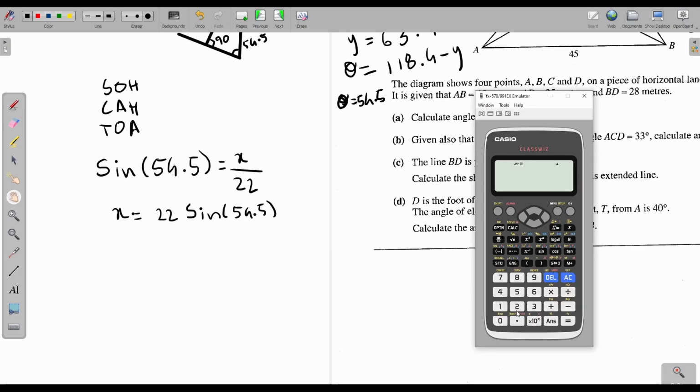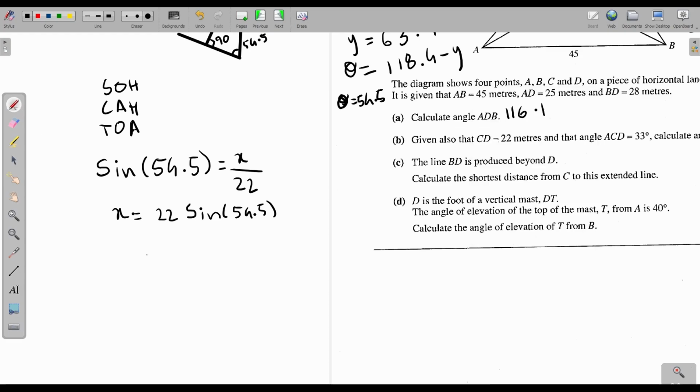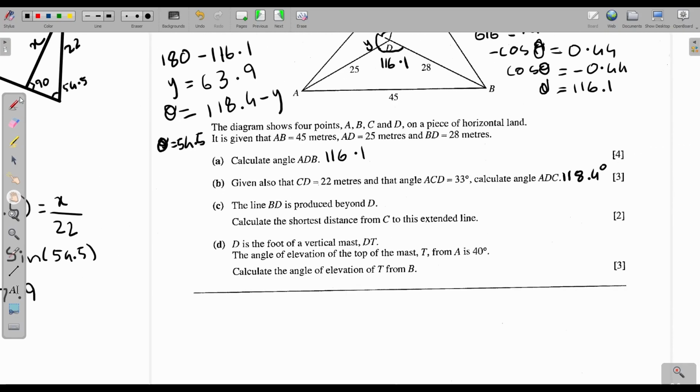That is going to be, with our calculator, 22 sine 54.5. It's going to be 17.9. You can also write 18, but I will write 17.9. x is equal to 17.9, and we're not rounding that off. The shortest distance is 17.9.